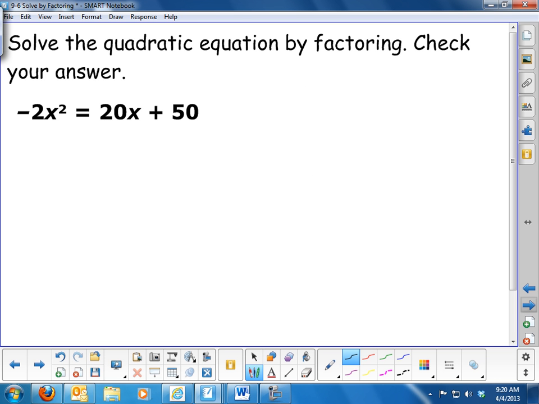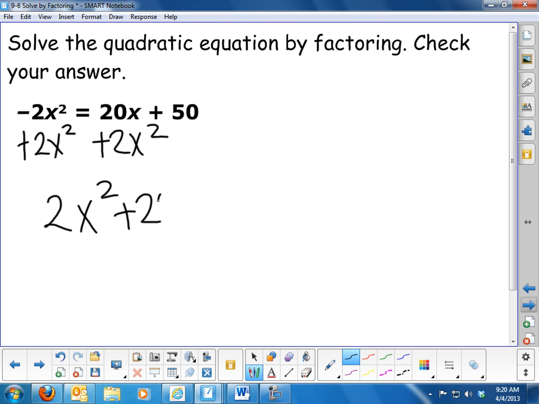Okay, so here's our last example. Negative 2x squared equals 20x plus 50. What we've learned so far is that we cannot solve an equation until it equals 0. So I'm going to go ahead and add 2x squared to each side. So I get my equation to say 2x squared plus 20x plus 50 equals 0. You cannot start factoring, graphing, or solving using any method until your quadratic equals 0.